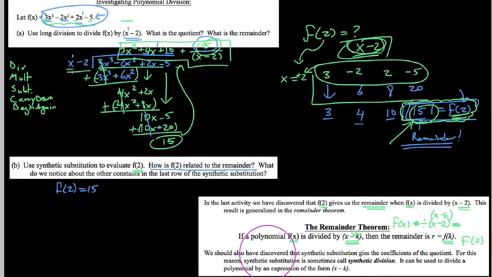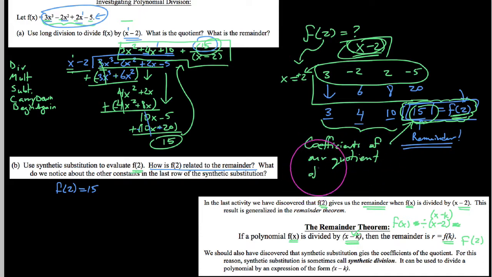We should also have discovered that the synthetic substitution gives us the coefficients of the quotient. So these right here, I want to make sure we write this too. These are the coefficients of our quotient of f of x, which we had, divided by x minus 2. And this is the remainder right there of that quotient.